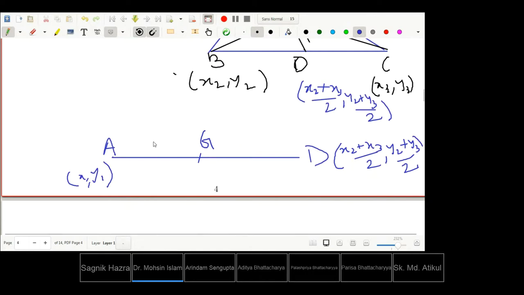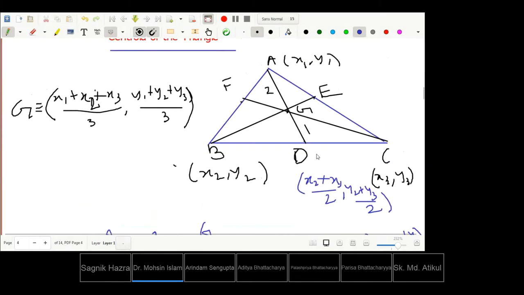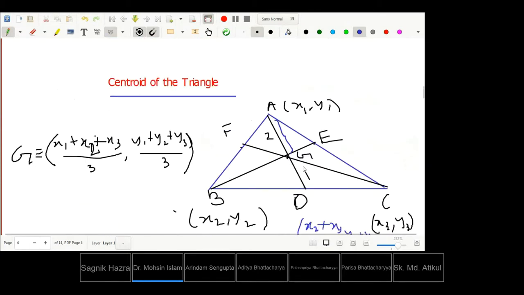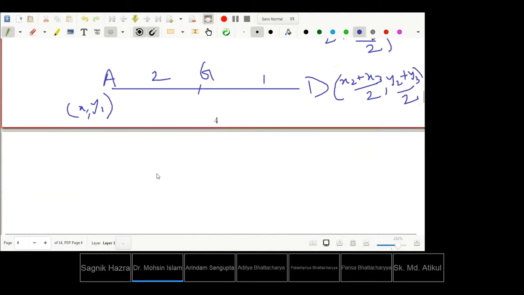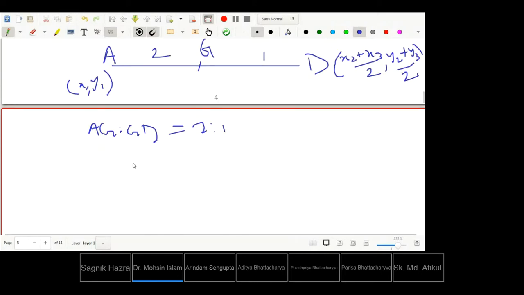So you know the ratio is 2:1. This portion is 2 and this portion is 1. That means AG is to GD is 2:1. That much you know, and you want to calculate the coordinate of G. So let us apply that formula. What is the formula? mx2 plus nx1. So this is your m, suppose, and this is your n, right?